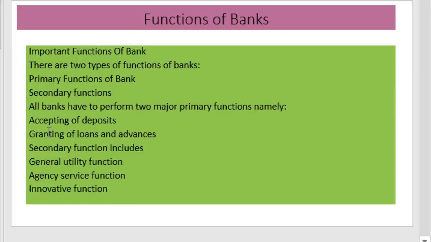Primary functions include two important functions, namely accepting of deposits and granting loans and advances. From this, another function is also undertaken by the bank, known as the credit creation process. Therefore, the primary functions include accepting of deposits and granting of loans and advances. Secondary functions can be categorized as general utility functions and agency services. There is another category, namely innovative functions. These are the important functions of commercial banks.